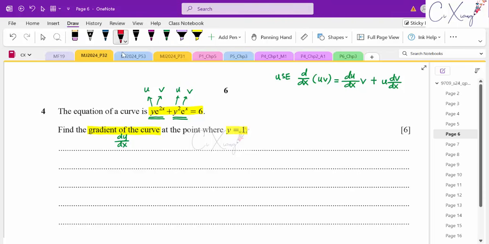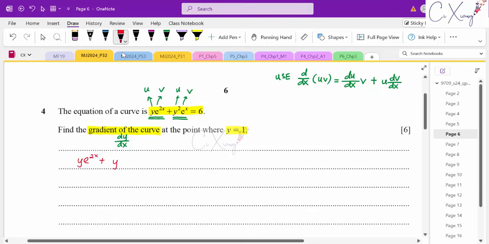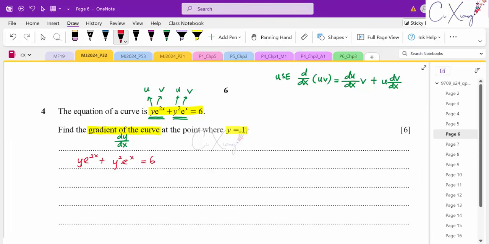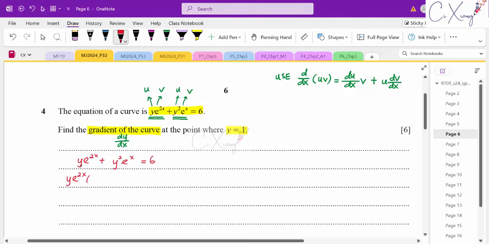Okay, so let's start. I'm having y e power 2x plus y square e power x equals to 6. For the first uv here, I copy the y first, copy the first bracket, differentiate the second. So differentiate e power 2x, I will have the original thing e power 2x. Differentiate the power, you get a 2. Then now I want to differentiate the first, copy the second. Differentiate the y, I get a 1. But because this is y, I need to put in dy over dx.